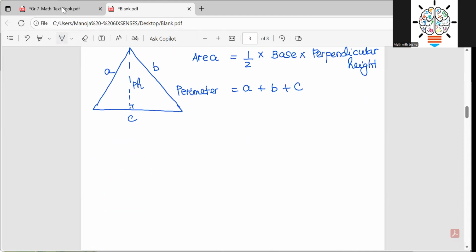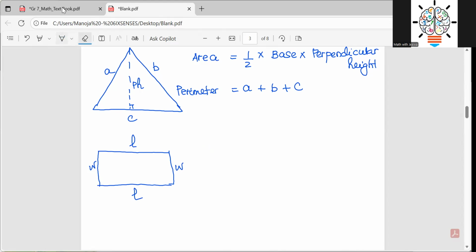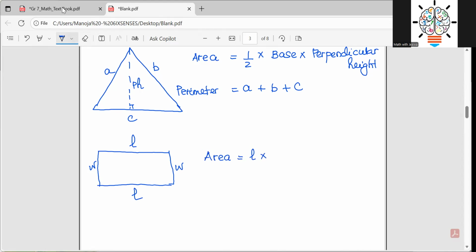Let's say you have a rectangle, children. We know opposite sides are equal. So if you take this as length, and this will be width, how do you get the area of this? You just multiply the length by the width. How do you get the perimeter, children? You just add length, width, length, width. And simply, it is 2L plus 2W.